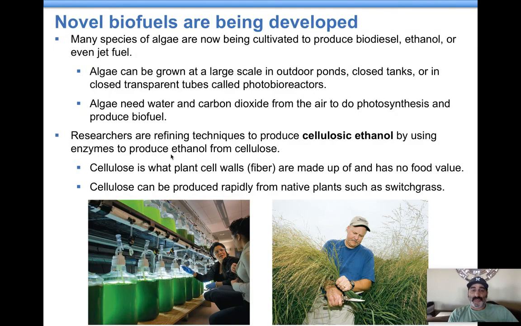So what they're using is certain enzymes to break down cellulose. Well, cellulose is made out of simple sugars. So if you can break down cellulose with certain enzymes, you can convert the cellulose into sugars, and then the sugars themselves can be fermented into alcohol, or ethanol in this case. It's just which type of plant would you use? Something like switchgrass, because it grows very quickly and very rapidly.